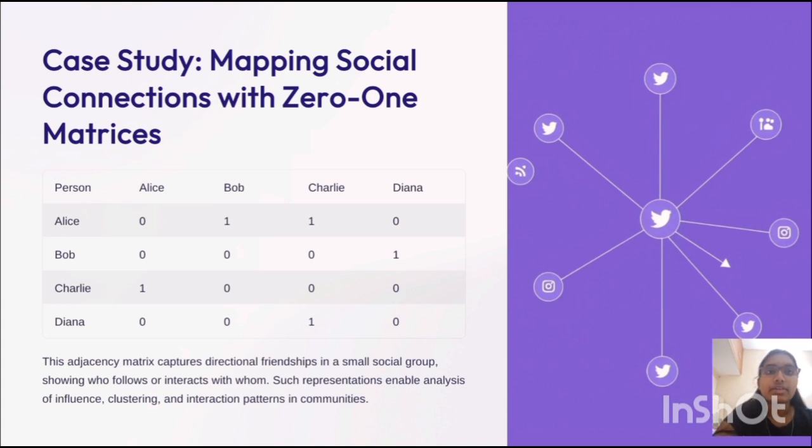Let's see a case study of mapping social connections with 0 and 1 matrices. There's a table of person which is Alice, Bob, Charlie, and Diana. So, this adjacency matrix captures directional friendships in a small social group, showing who follows or interacts with whom. Such representations enable analysis of influence, clustering, interaction patterns in communities.